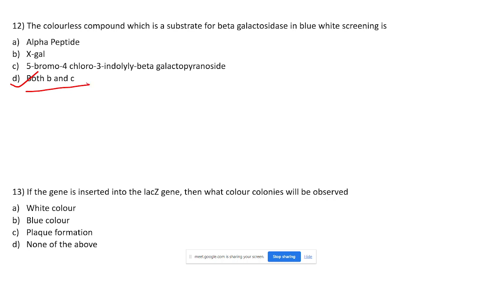The next question is, if the gene is inserted into the LacZ gene, what color colonies would be observed? A. Blue color, ma'am. So the answer is A, and we will also discuss this concept later when we discuss all the questions. Okay, we'll just revise all the concepts.